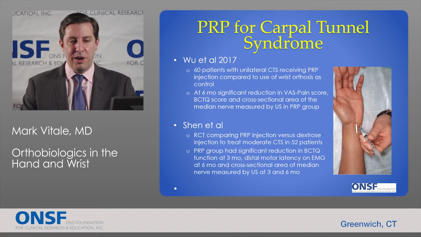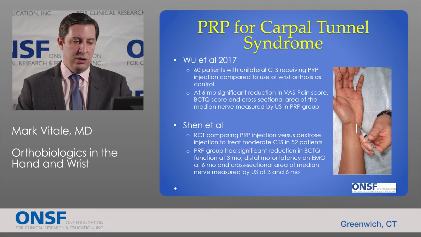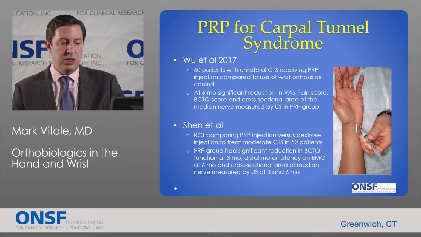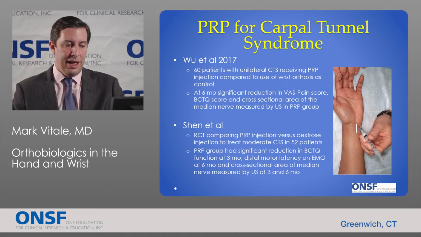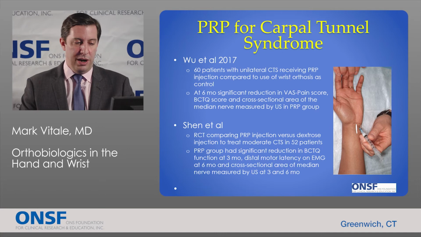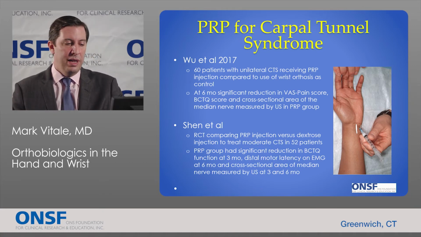At 6 months, there was significant improvement in pain scores, carpal tunnel questionnaire scores, and the size of the median nerve as measured by ultrasound in the PRP group compared to the control group. And lastly, another study by Shen and colleagues was a randomized control trial looking at PRP versus a control of a sugar injection in patients that had moderate carpal tunnel syndrome in a group of 52 patients. And they found also that the PRP group had significant reduction in carpal tunnel questionnaire score function subscale at 3 months, in their EMG scores at 6 months, and in the cross-sectional area of the median nerve as measured by ultrasound at 3 and 6 months.